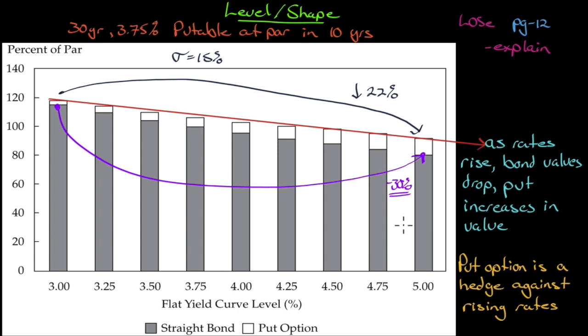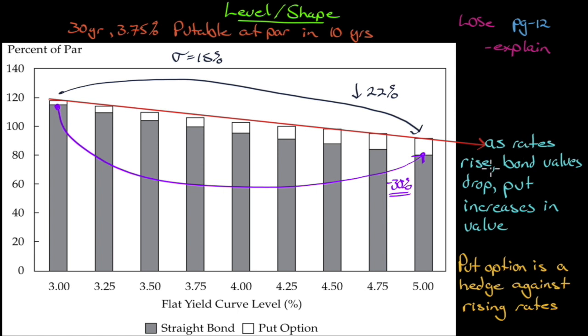So look what happens to the value of the put. The put increases over time. So the puttable bond is the combination of the straight bond plus the value of the put. The put kind of hedges you against downside risk because the value of the puttable bond, while it drops, only drops 22%, while the value of the straight bond would drop 30%.